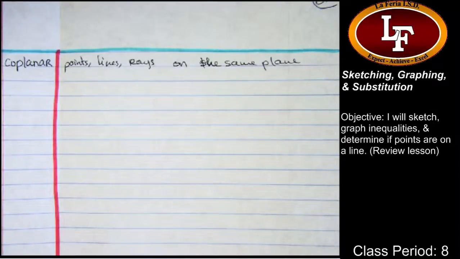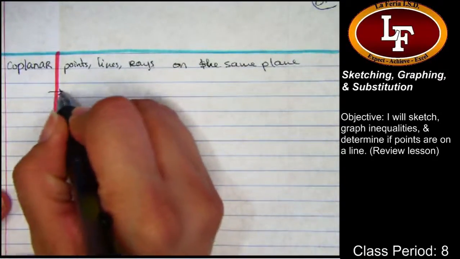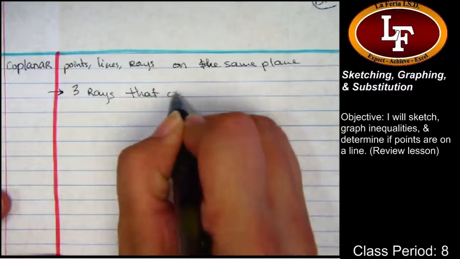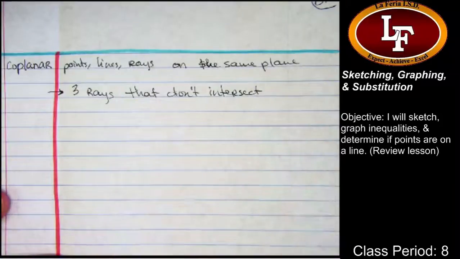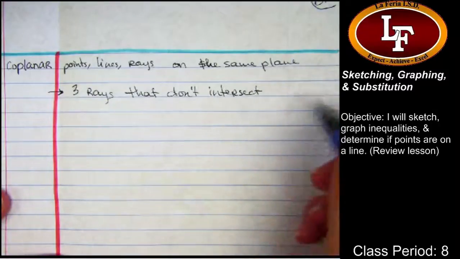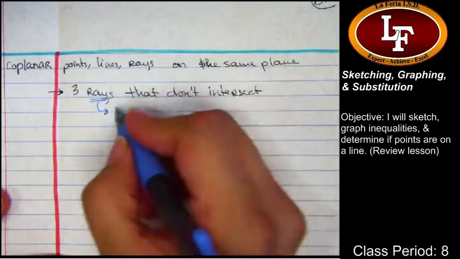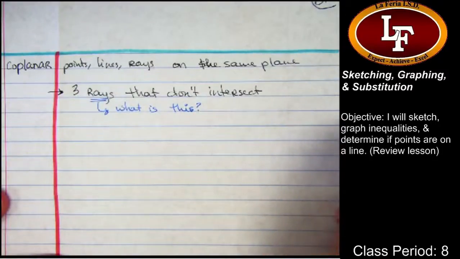All right. The next thing that I had on here was doing some sketches. And one of the sketches that you were asked to do was something like 3 rays that don't intersect. I think the actual question was something like 2 rays, but I don't want to give you the answer, so I'm going to do 3. The first question that we need to be able to answer is, what's a ray? What does that thing look like? What is a ray? Someone help me out.